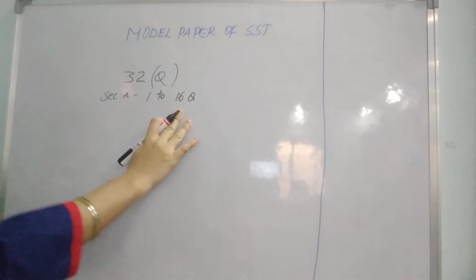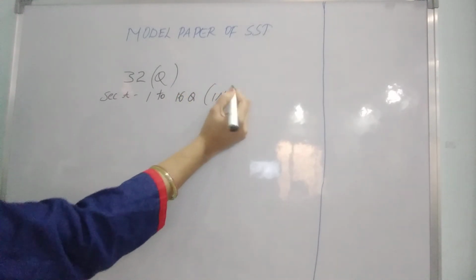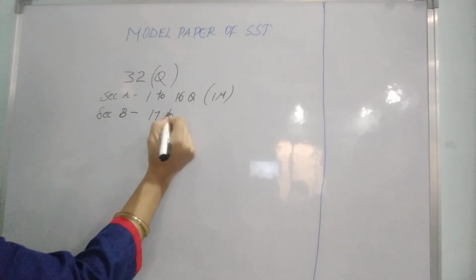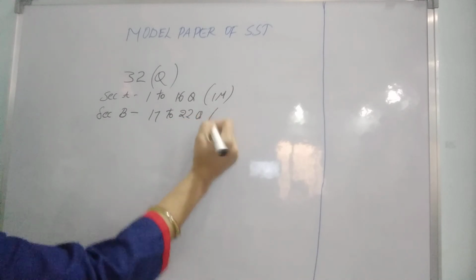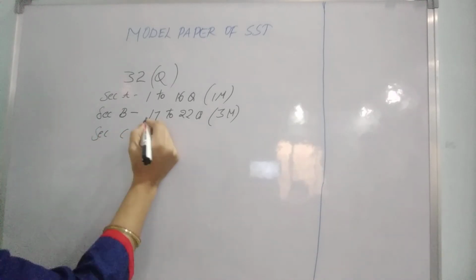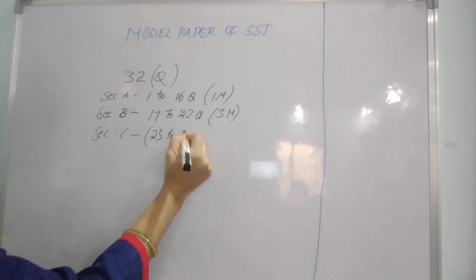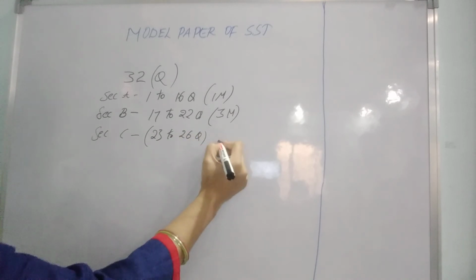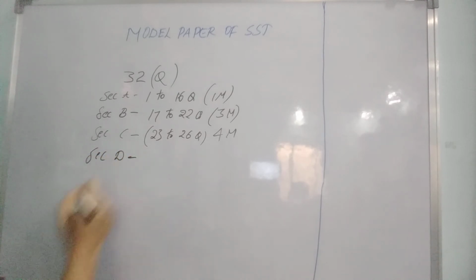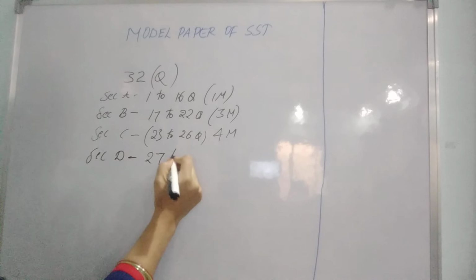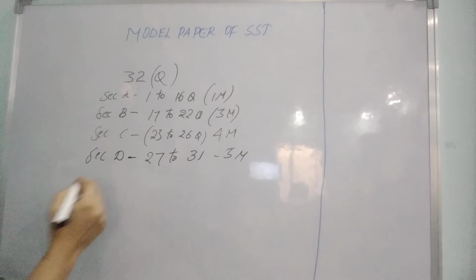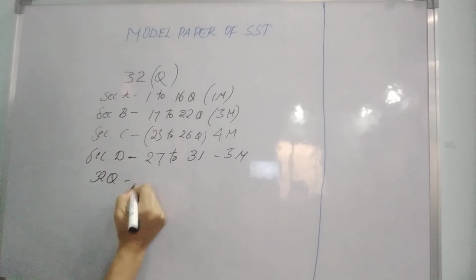Section A will have 16 questions of 1 mark each, and Section B has questions 17 to 22. These are 3 mark questions. Section C has questions 23 to 26. These are 4 mark questions. And the last section, Section D, has questions 27 to 31. These are 5 mark questions. And our last question, 32, is a map based question.